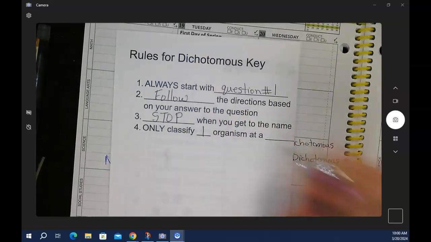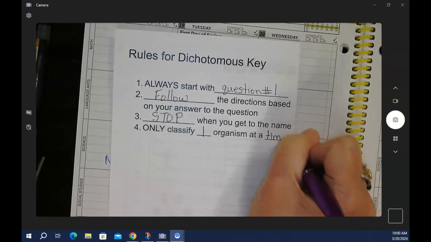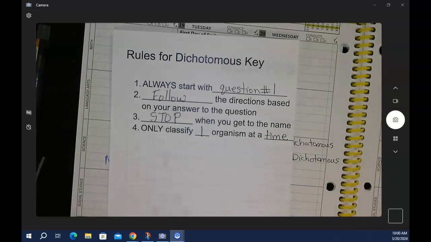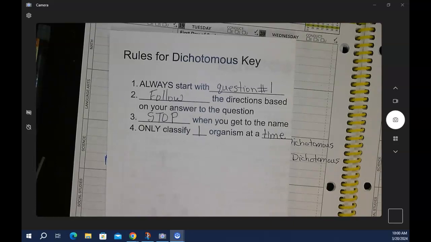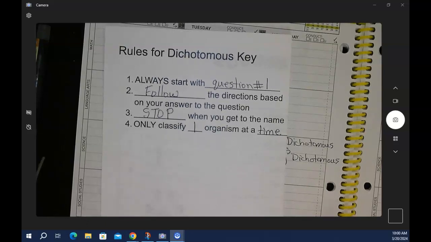You're only going to classify one organism at a time, because sometimes students will be like, oh, this must be that because I read it and it looks like that. Well, no, there are lots of questions on a dichotomous key. In fact, if you were using a field guide, maybe you're in the woods and you're living off the land, you need to find out which berries are edible or which ones are poisonous. Same thing for mushrooms. You might use a dichotomous key to help you identify what particular species of plant you're looking at, or species of fungus if it's a mushroom, and to know whether or not you could eat that.